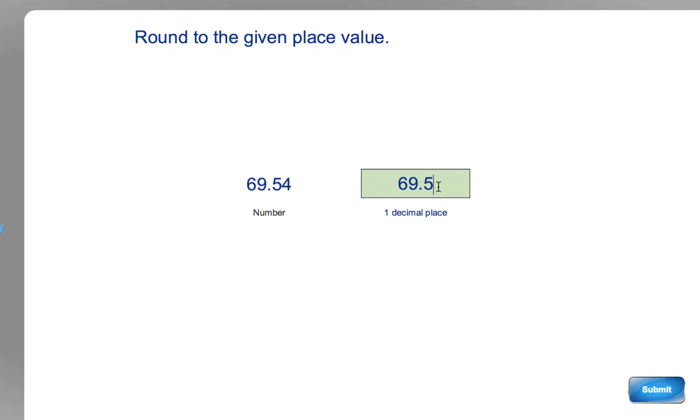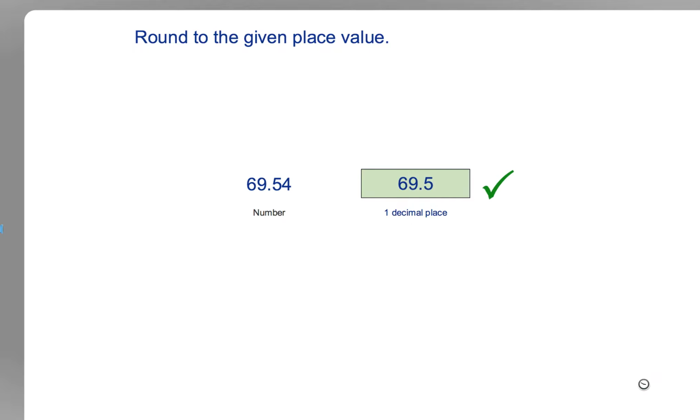And then to decide whether to round it or not, you look at the next number along. If this next number along is 5 or more, then you round the number up. If the number is less than 5, then you would round the place value down. In this case, the number after the 5 is a 4, so we leave the 5 alone. We don't round it up to 6.